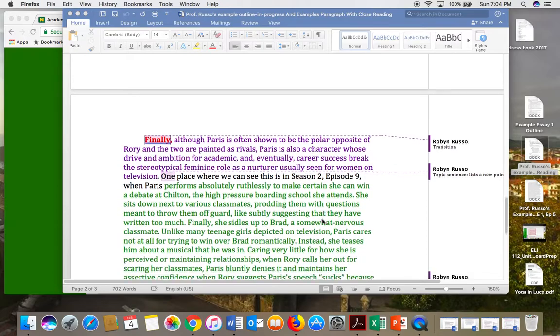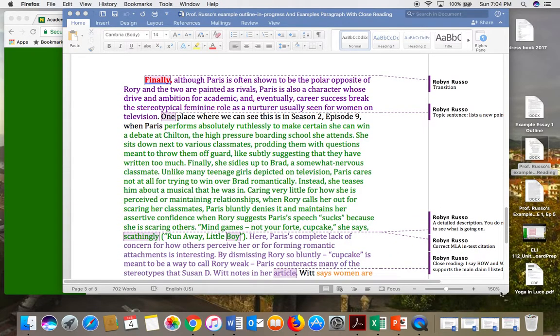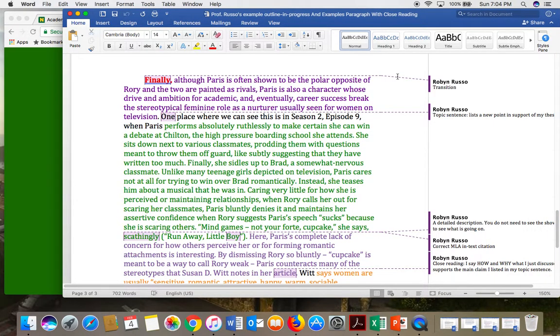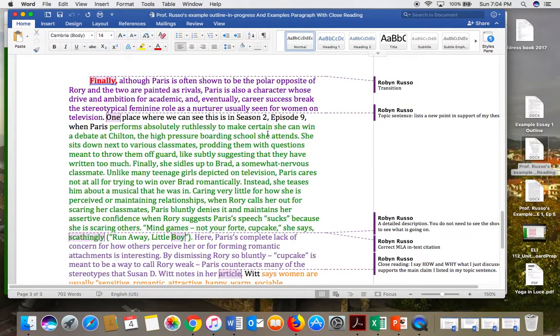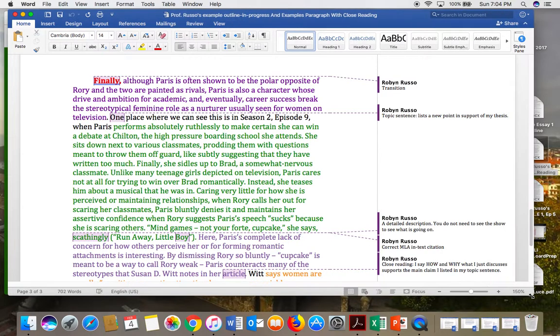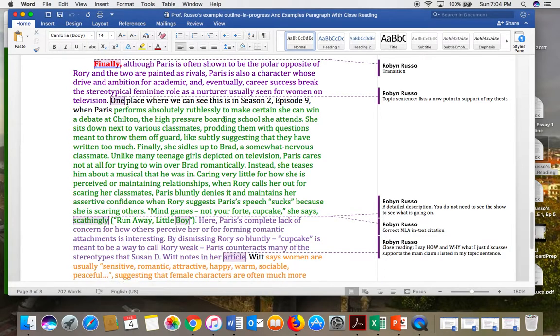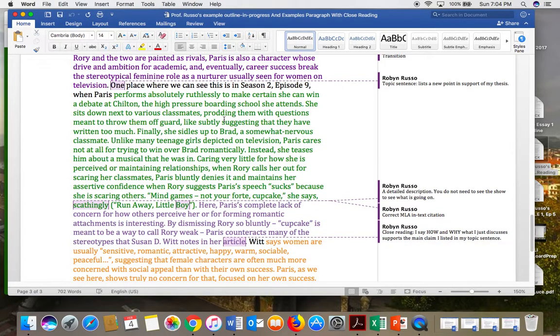So let's look at that now as a potential body paragraph. So I've still got that same topic sentence in there. Finally, although Paris is often shown to be the polar opposite of Rory and the two are painted as rivals, Paris is also a character whose drive and ambition for academic and eventually career success break the stereotypical feminine role as nurturer usually seen for women on television. One place where we can see this is in Season 2, Episode 9, where Paris performs absolutely ruthlessly to make certain she can win debate at Chilton, the high-pressure boarding school she attends.